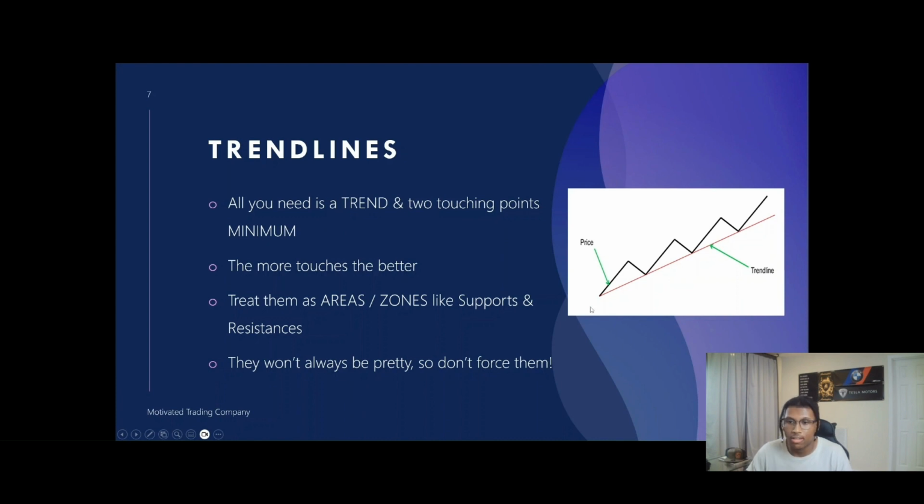As we can see right here, here's price action going up, dipping, and it's following this trend line, okay? The more touches, the better. And again, we treat these as areas, zones, just like supports and resistances, because again, nothing in trading is absolute. You don't want to worry too much about if it doesn't hit the line exactly or if it wicks under. They're zones, okay? Not definite lines. Again, they won't always be pretty, so don't try and force these. If the price action's not adding up, if 2 plus 2 doesn't equal 4, don't try to make it equal 4.